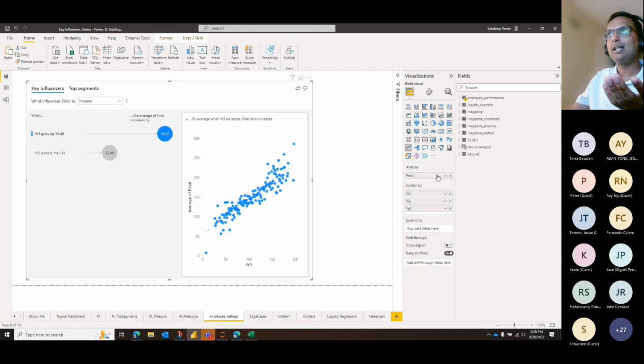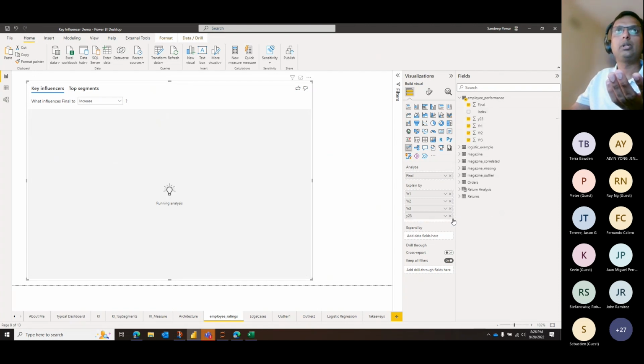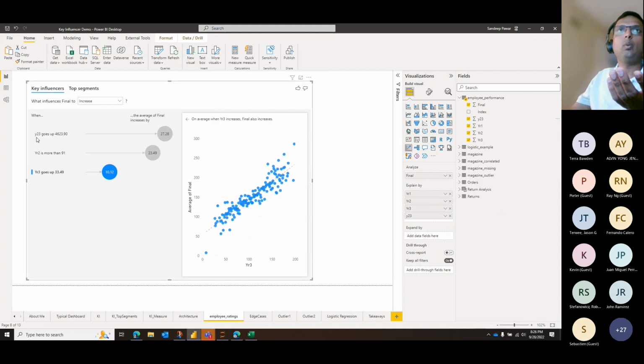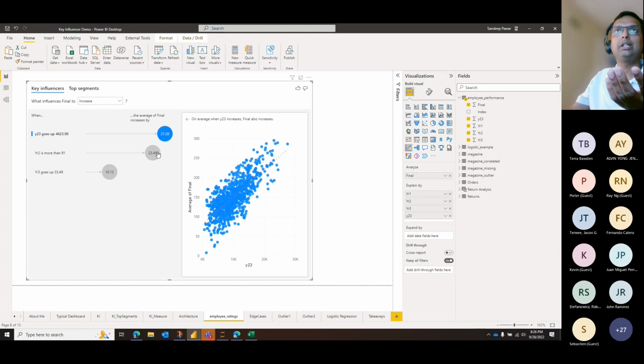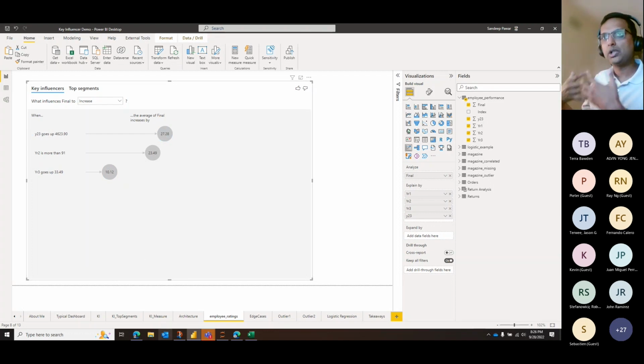If I were to add that, in fact, here, I think I do. Do I have that? Yeah, let's do that. Yeah, there you go. So Y23 now went up. So that's the most significant variable more than anything else. But in your traditional BI report, you wouldn't be doing that.